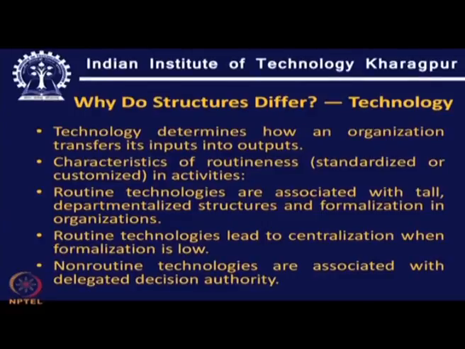Structures also differ based on technology. Technology defines how an organization transfers its inputs into outputs. One of the characteristics is routineness, whether it is standardized or customized in its activities. Routine technologies are associated with tall, departmentalized structures and formalization in the organization. Routine technologies lead to centralization when formalization is low. Non-routine technologies are associated with delegated decision-making authority. So what we find is decentralization when we are talking of non-routine technologies.